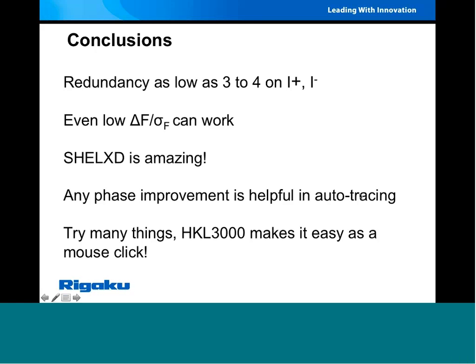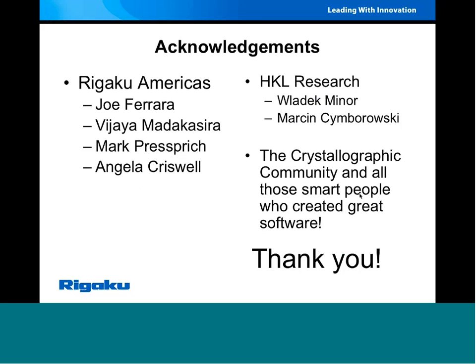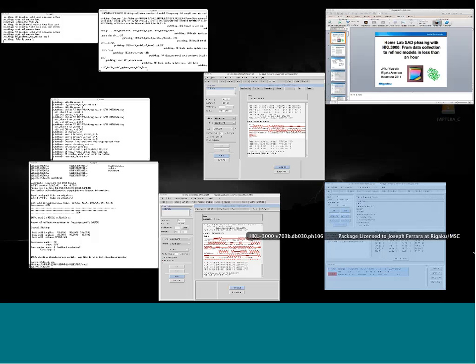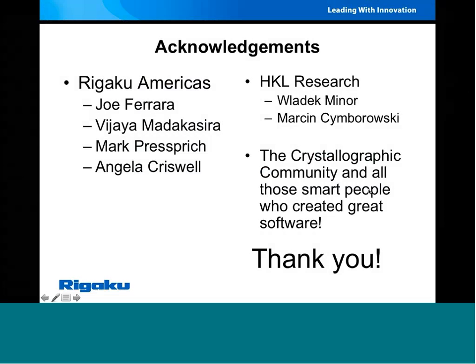So sometimes you can't build the whole thing, but you just click it again, using the phases you have from the previous partial auto tracing, and instead of doing 3 builds, you might end up at 6 or so, and everything works. So I wanted to say try many things. HKL3000, the graphical user interface, makes it as easy as a mouse click. I want to thank my colleagues again, and I want to thank you guys for watching. So I think I'm ready to take a few questions.